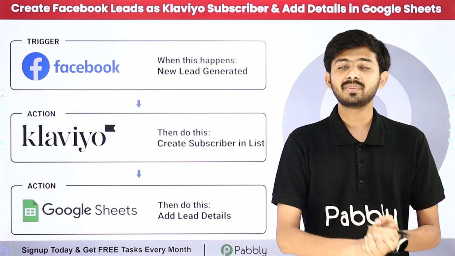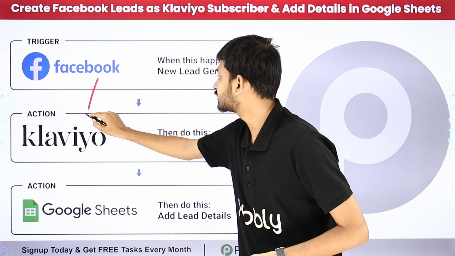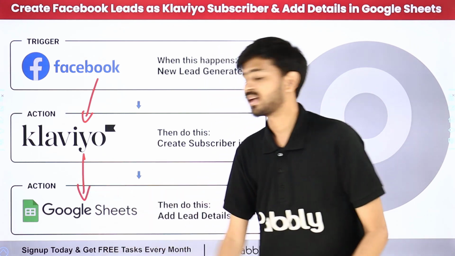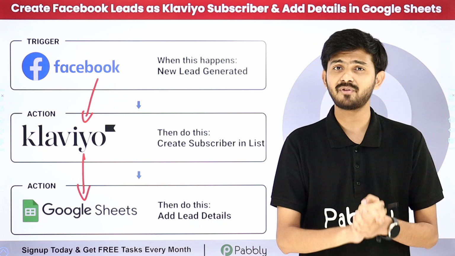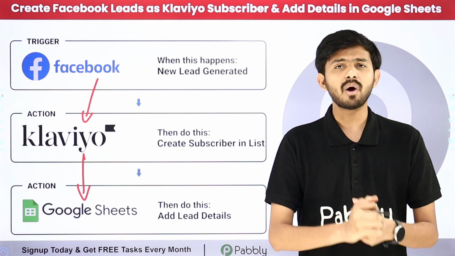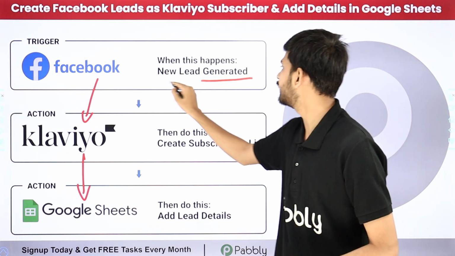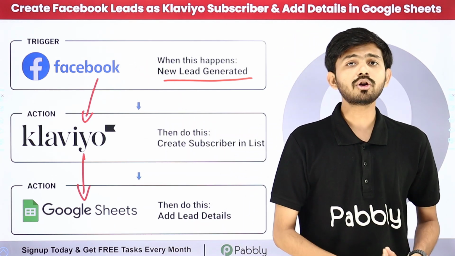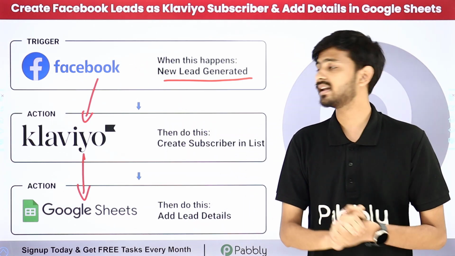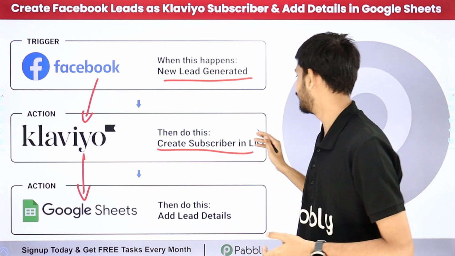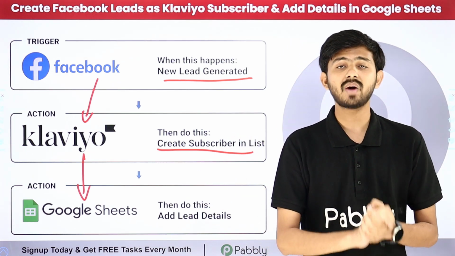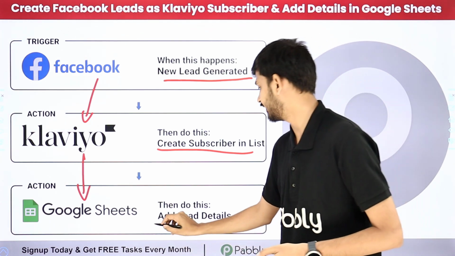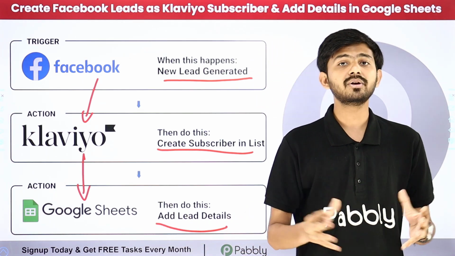So for that, I need to build a connection between Facebook lead ads, Klaviyo and Google Sheets. So for building this connection, I'm going to use Pabbly Connect, which is an amazing software for automation and integration. Now with Pabbly Connect, as I'm going to receive a new lead from Facebook lead ads, then automatically by using that lead, I'm going to add a new subscriber in Klaviyo in different lists. And as I'm going to create a new subscriber, then automatically I'm going to add all the detail of my lead in Google Sheet. So how I'm going to build this connection?